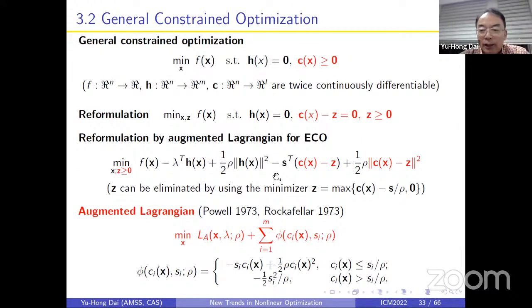So next, let's have a look at the general constraint optimization. Here we have an inequality constraint. Then we can reformulate this problem by introducing slack variable Z here. And then we can introduce the augmented Lagrangian. We have two terms here. Then we can solve Z from this problem, and we can get this augmented Lagrangian for a general constraint optimization problem. But you know what, this is not so smooth.